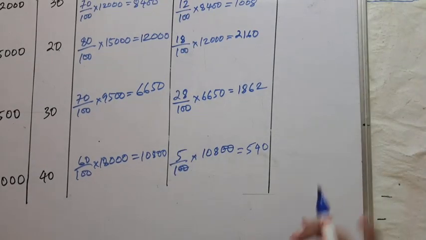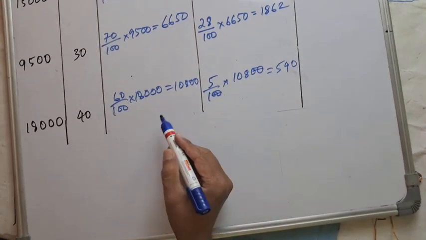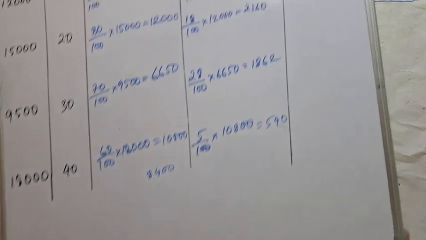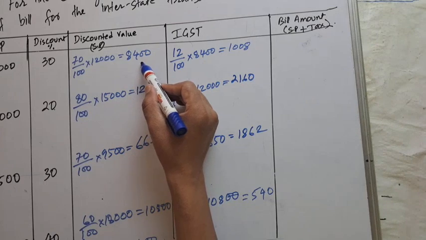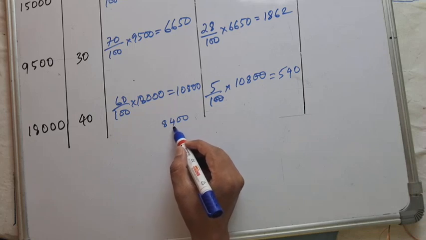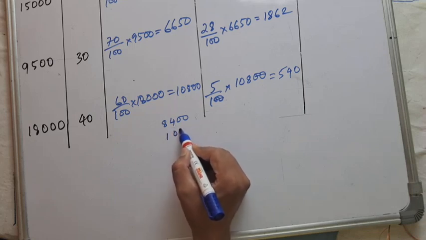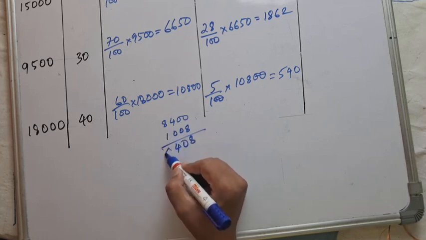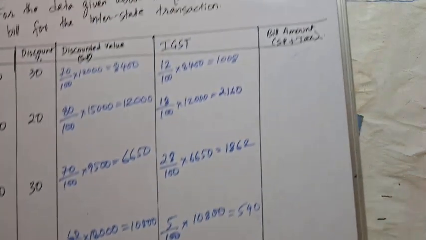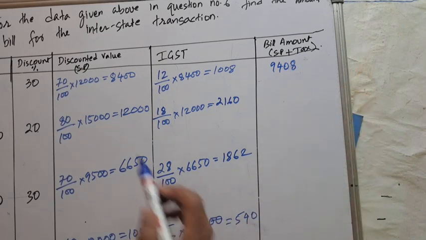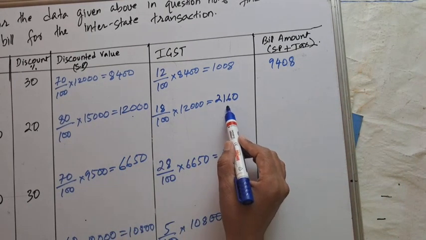So the bill amount will be the selling price plus the tax. The first one: 8,400 is the selling price and tax is 1,008. So let us add this. 8,400 plus 1,008 will give us 9,408. 9,408. Second, the selling price is 12,000 and tax is 2,160.